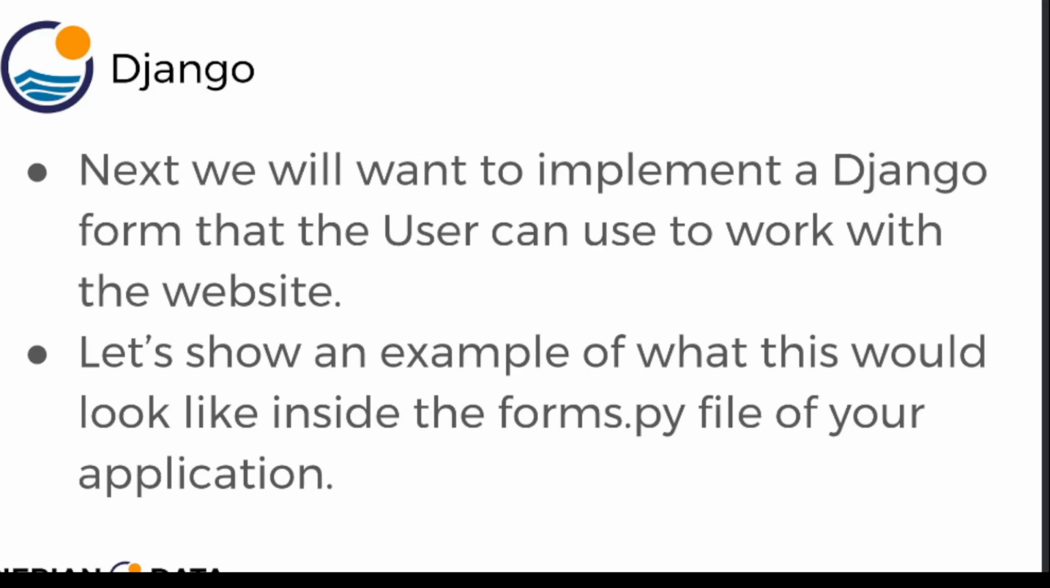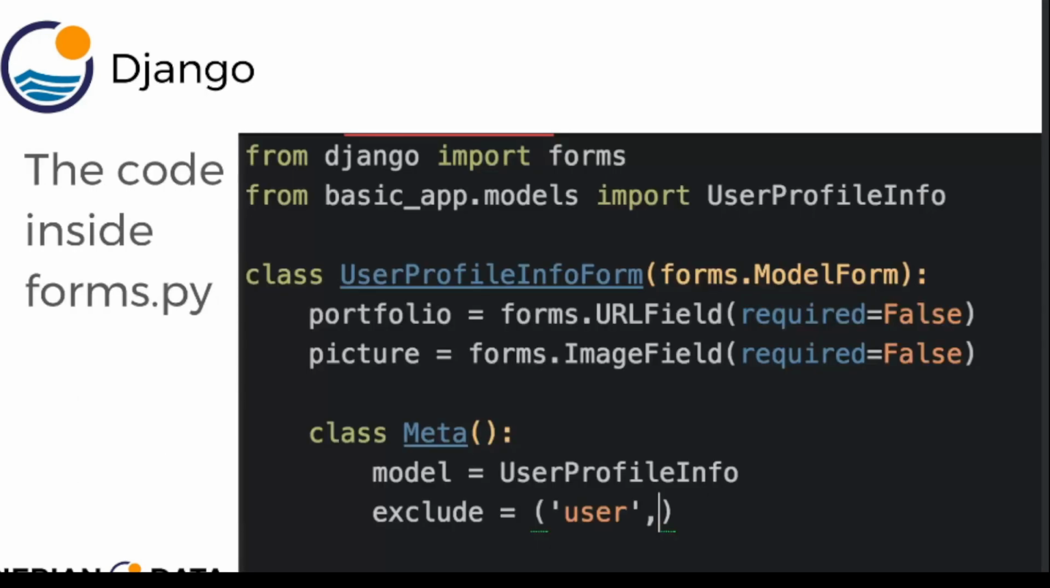So again, you want to implement a Django form that the user can use to work with the website, and we are going to show you a quick example of what this would actually look like inside of the forms.py file of your application. So we already talked about the models.py. Now let's talk about the forms.py that the user is going to be using. The code inside of the forms.py file looks something like this.